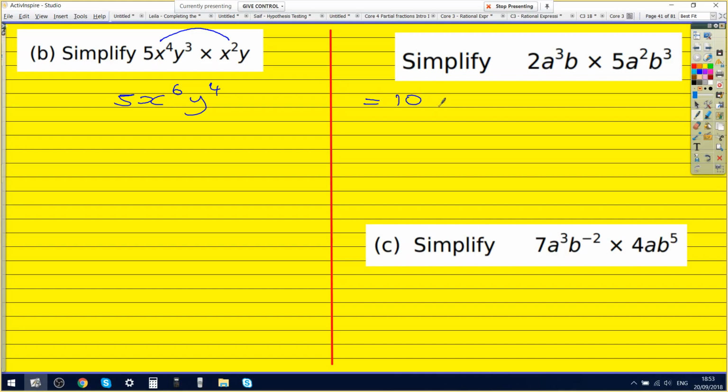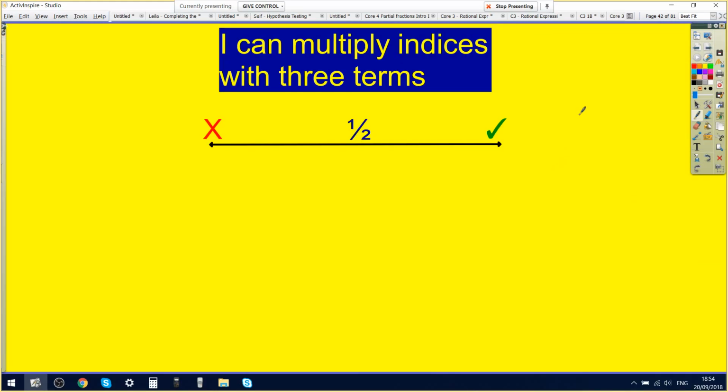Top right. 10A 5B4. And bottom right. 28A4B -3. Minus 2 plus 5. 3. Well done. I can multiply indices with 3 terms. Yep.